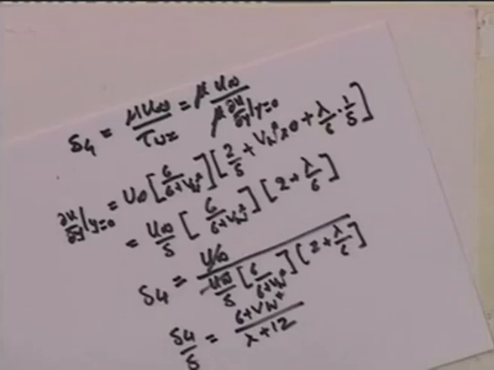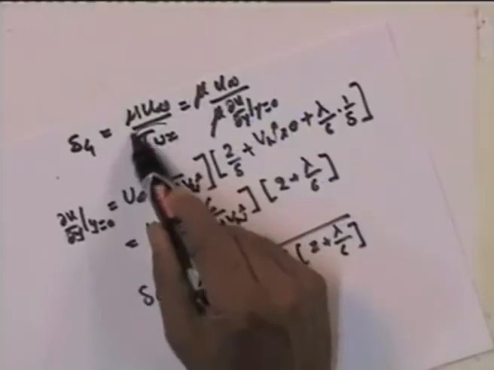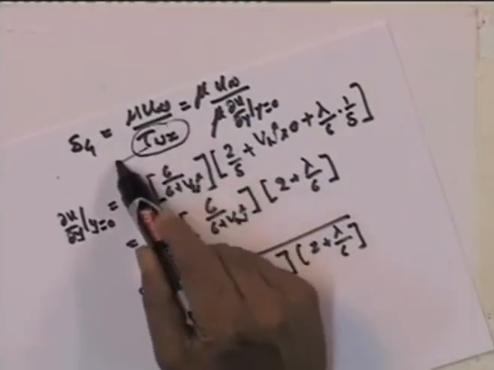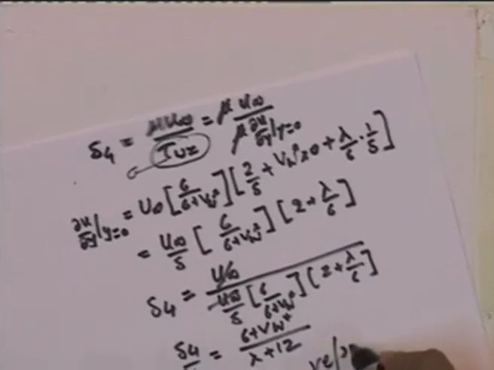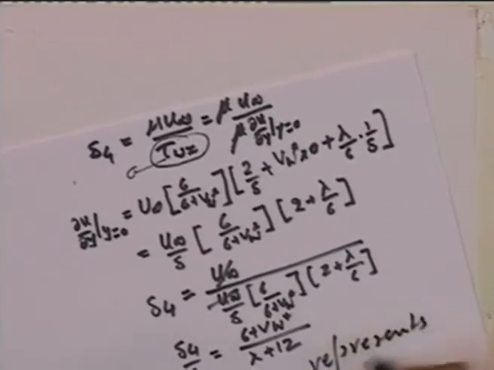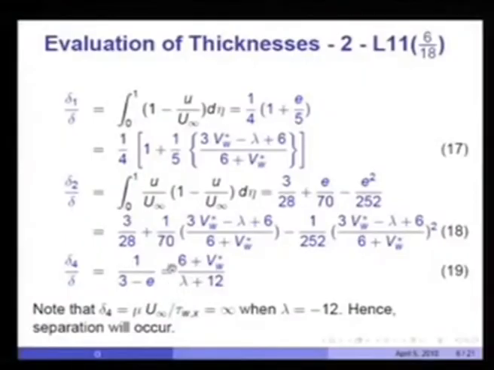This shows very clearly that if lambda is equal to minus 12, delta 4 will become infinity, or if delta 4 becomes infinity, then tau wall x must be 0, and therefore, lambda equal to minus 12 represents separation. Values of u over u infinity were not applicable in our profiles for lambda less than minus 12.